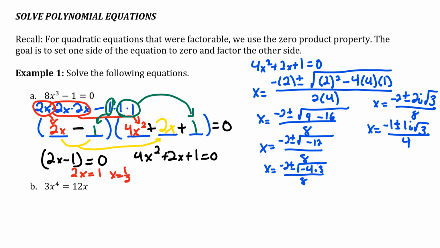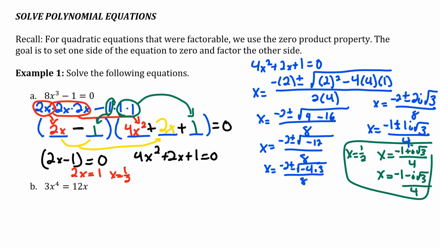So I actually have 3 possible answers here. I have my x equal to 1/2 from the first set of parentheses. Then I also have that x is equal to negative 1 plus i square root of 3 over 4, and that x is equal to negative 1 minus i square root of 3 over 4. So I have 3 possible answers, which is what I should end up with because that's my largest exponent.